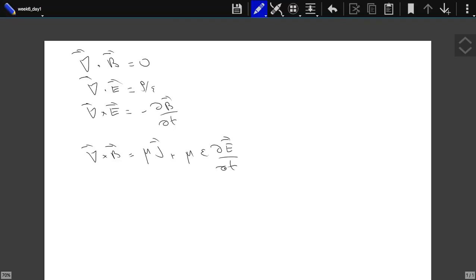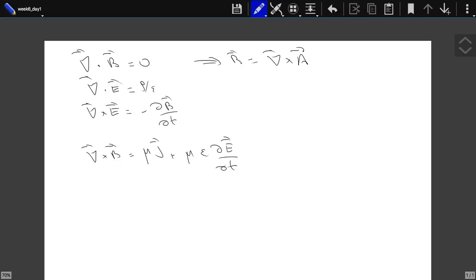If you have a system of coupled equations, at least one of the ways of solving them is that you solve them one by one. Now we can solve the first equation by assuming that B is equal to the curl of some function. So by writing B as the curl of a vector field that we call A, we already solved the first equation. Now one problem was this A is not unique.